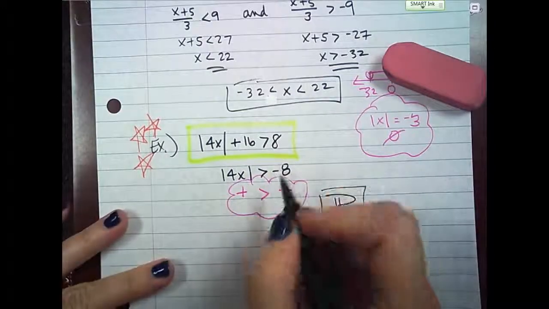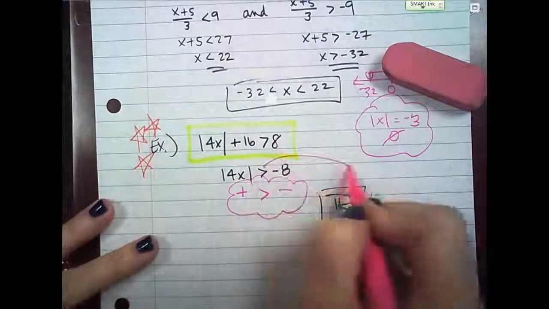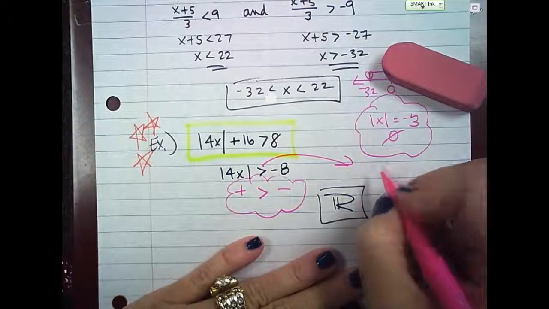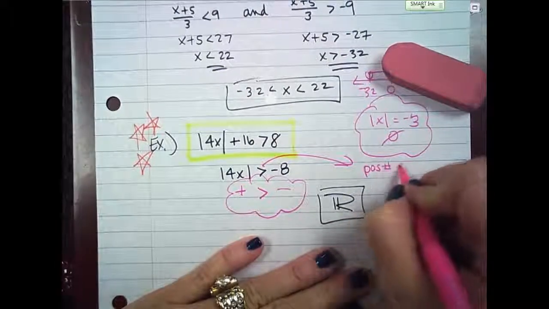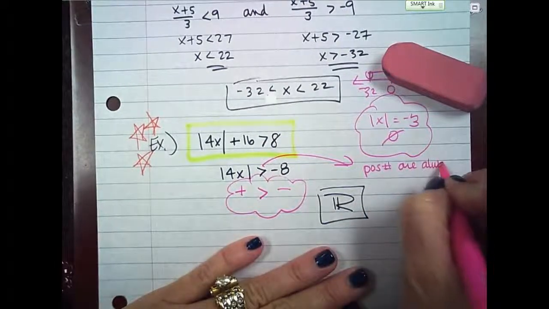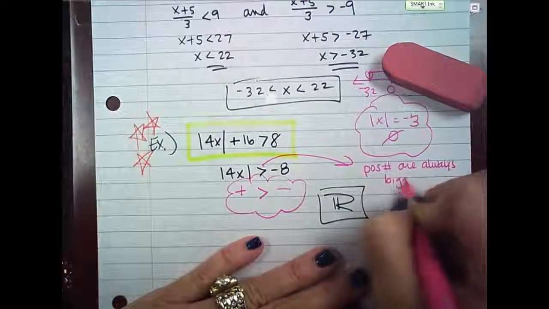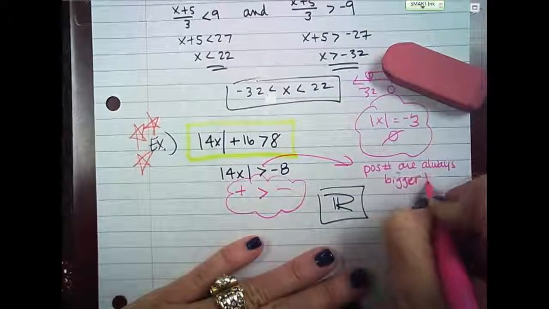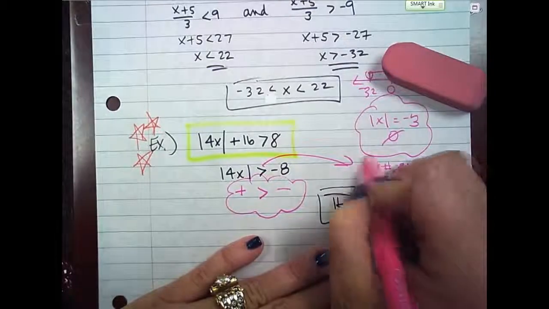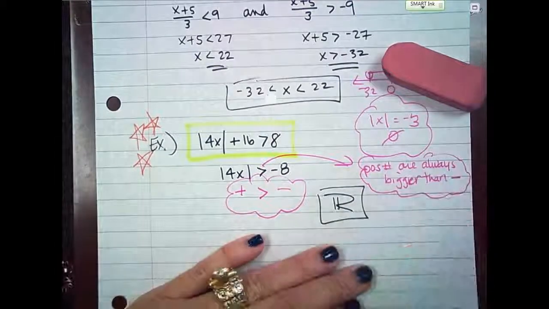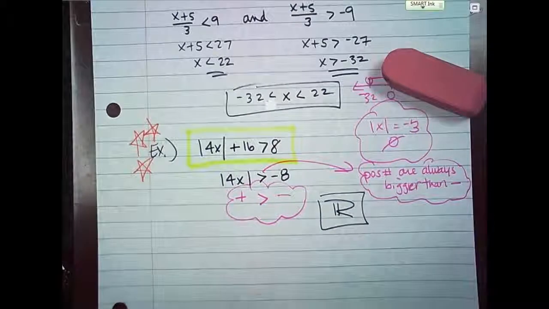Okay, and you can write yourself a note if you need to. You can say positive numbers are always bigger than negative. If you need that, that's fine. Whatever you need to help you remember this situation.